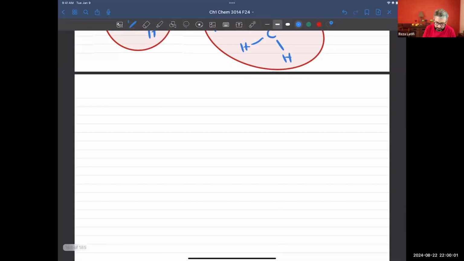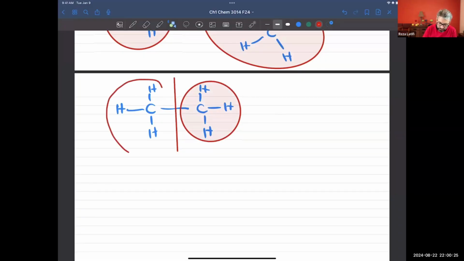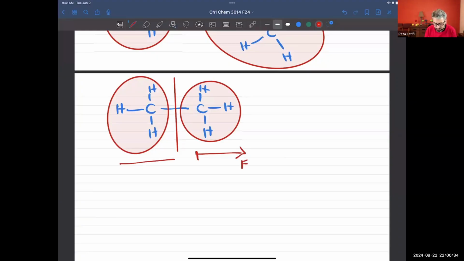What if I go with this? Is this one polar or non-polar? How about this? Why don't you chop the molecule into 2 halves? You put the line here, and you ask yourself, is this piece identical to that piece? If the answer is yes, this one will apply a force, and that force is going to be identical to the second one. So the molecule will be non-polar.